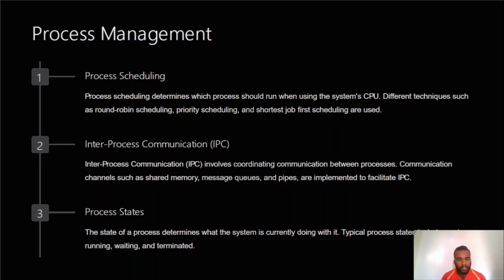And the third one is process states. The state of a process determines what the system is currently doing with it. Typically, process states include ready, running, wait, and terminated.